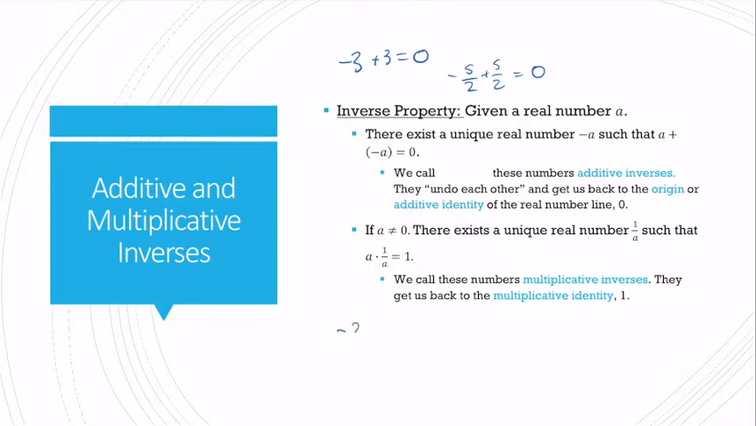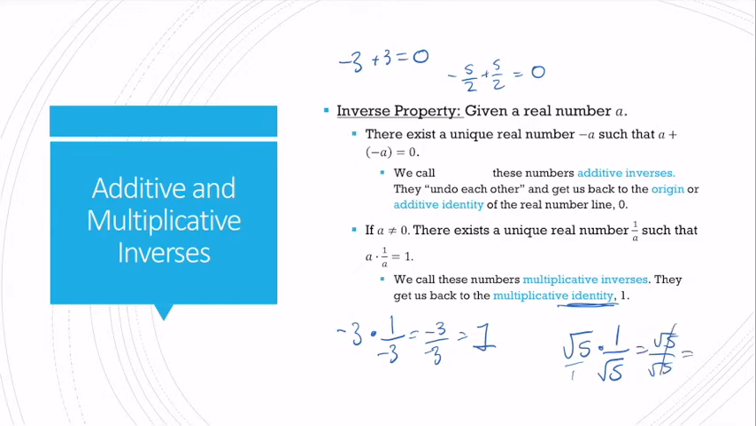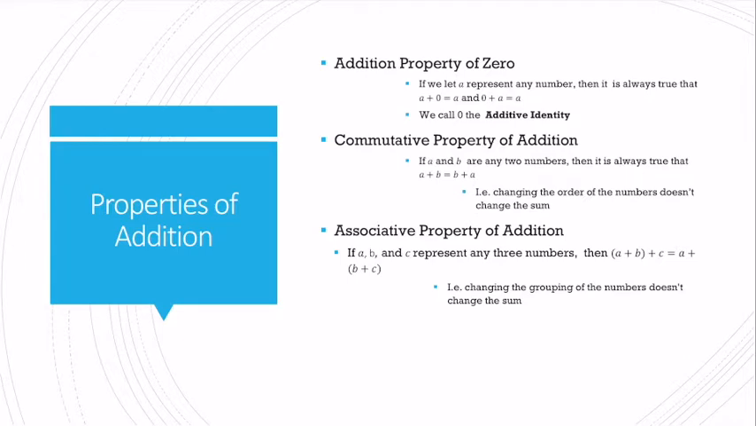So if I have a number like negative 3, and I want to multiply that by its multiplicative inverse, that'd be 1 over negative 3, which gives me negative 3 over negative 3. So I get back to 1, which is our multiplicative identity. The same is true for not so fun numbers like the square root of 5. Square root of 5 times 1 over the square root of 5, because we multiply numerators, right? I just have the square root of 5 over the square root of 5. That cancels out to 1. So that's how additive and multiplicative inverses work. I went over that. Cool.